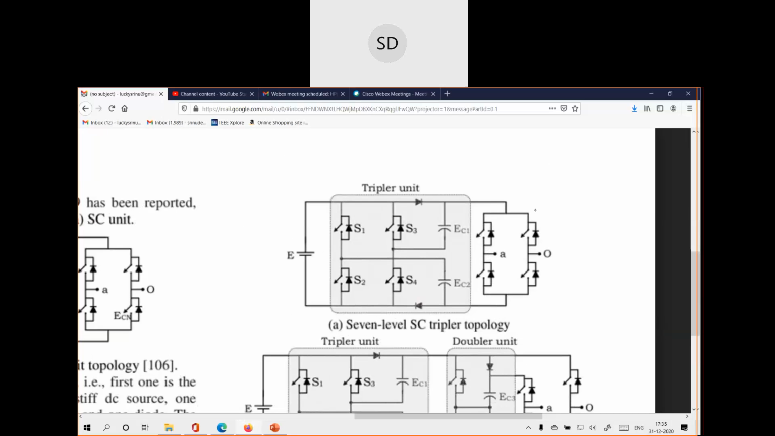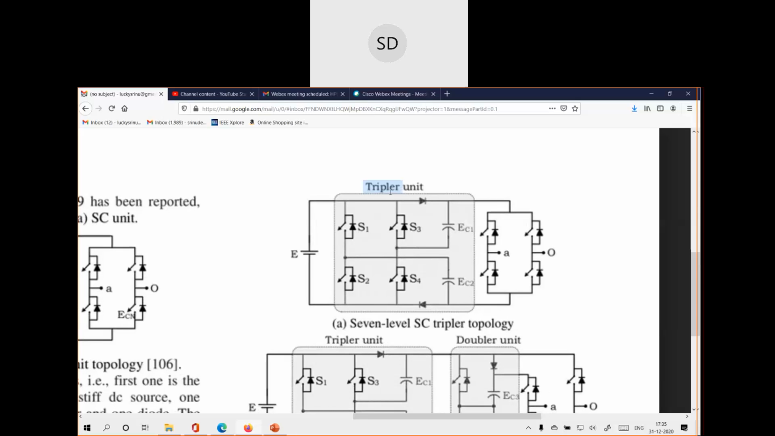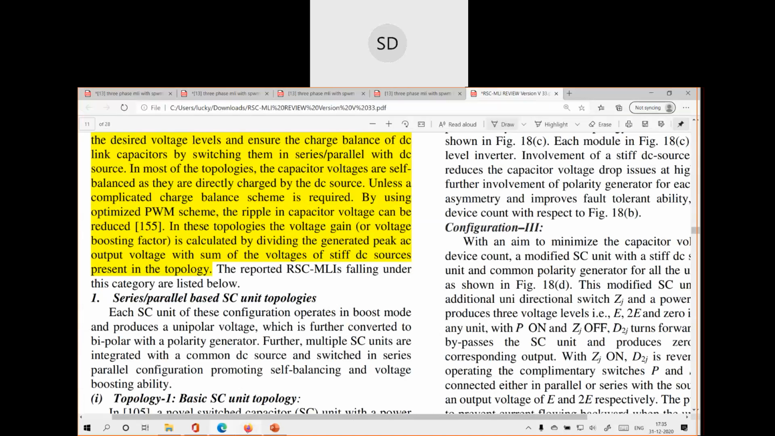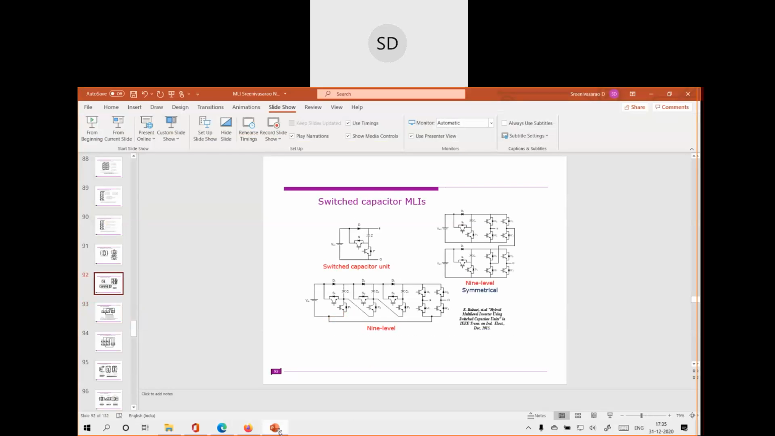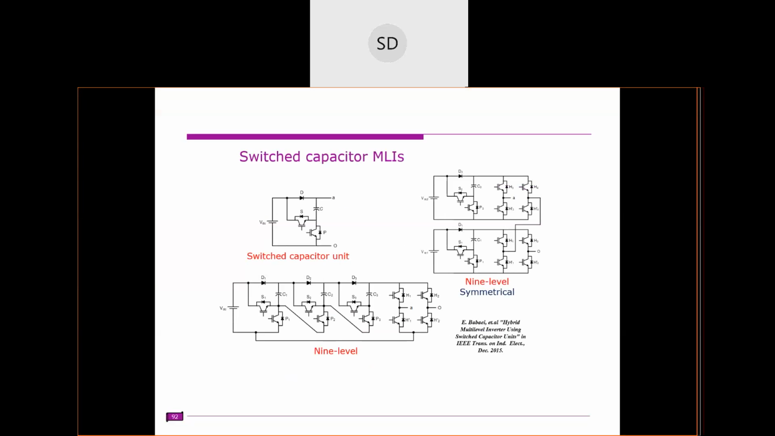So in this topology, what is the voltage gain? What is the voltage gain of this topology? 3 VDC. 3, right? That's why it is known as the triple unit, so the voltage gain is 3 here. But the same thing we discussed here. One more thing, what is the voltage gain of this one? 4. So this voltage gain is 4.